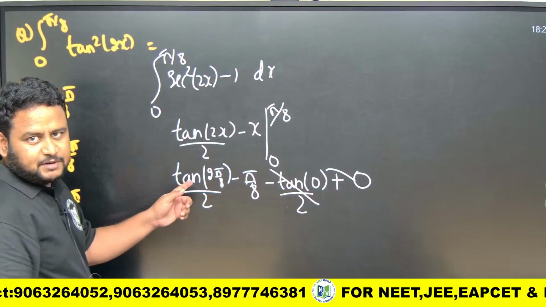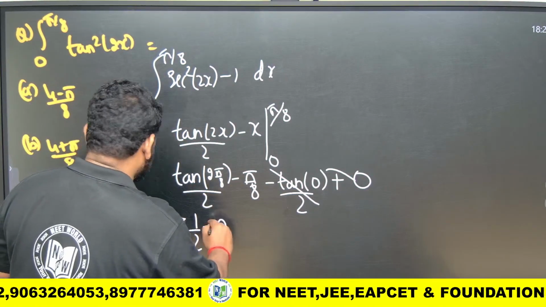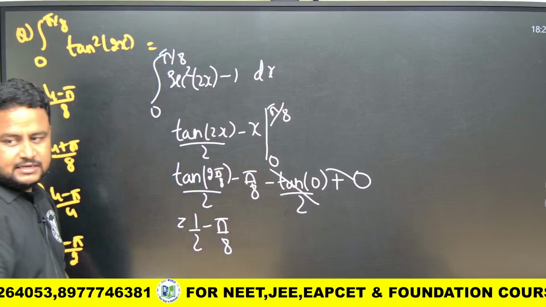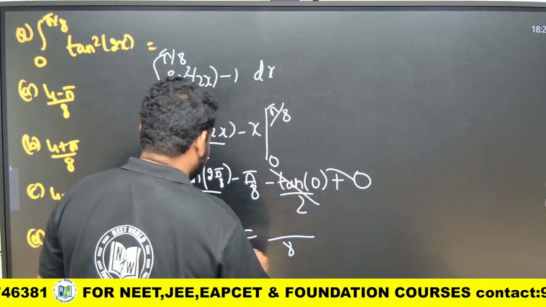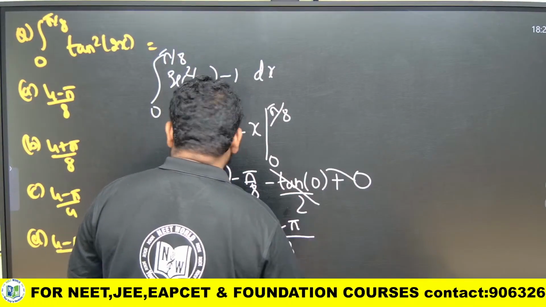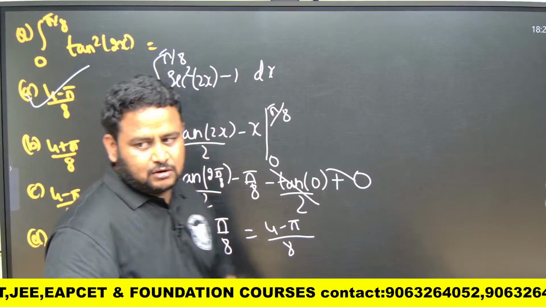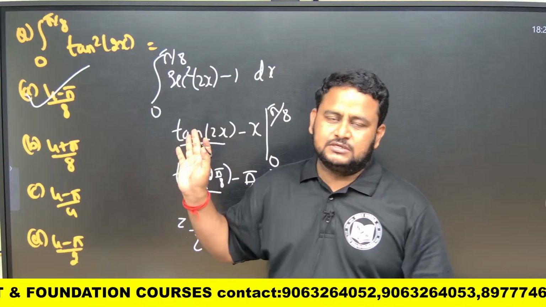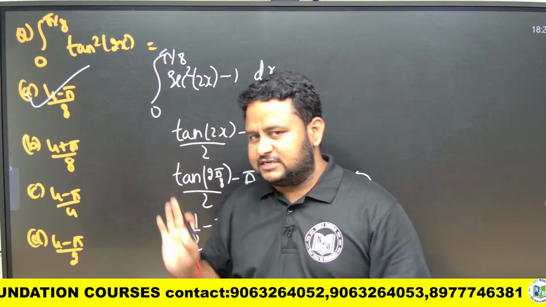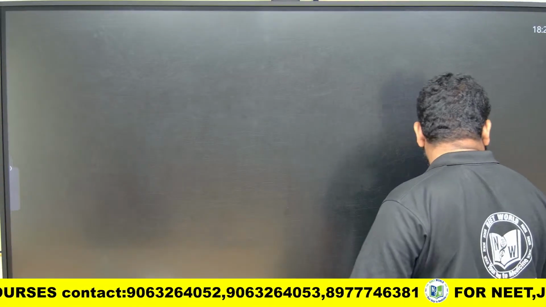Tan pi by 4 will become just 1. So we get half minus pi by 8. Here the LCM is 8, so this will become 4 minus pi by 8. That is option A, the right answer, friends. Very simple question. You just have to convert tan square x into secant square x minus 1. Got it? That is the main thing which we have done even in indefinite integrals.